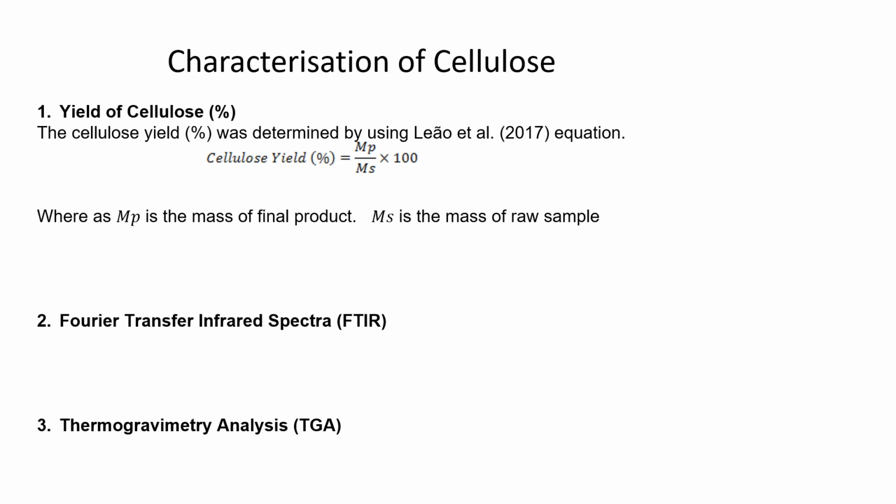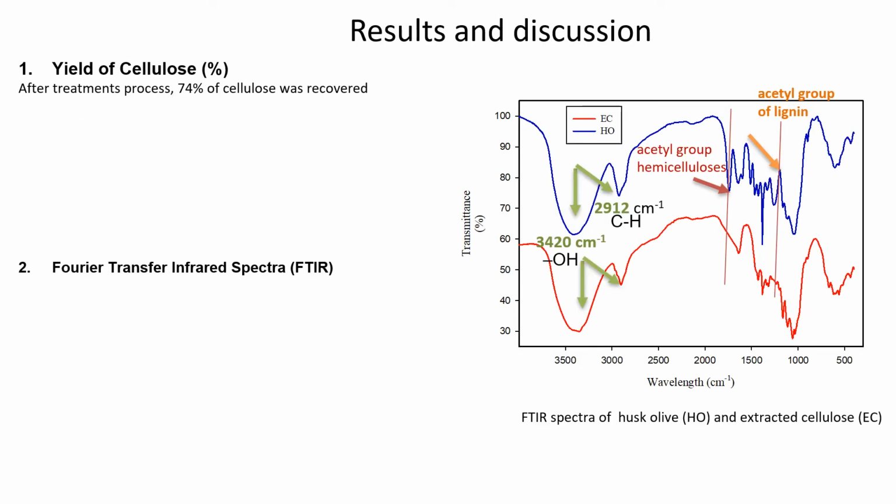So the results obtained, we will start with the yield of cellulose. As you can see here, after the treatment process, 74% of cellulose was recovered.